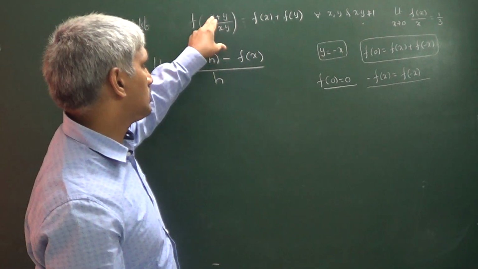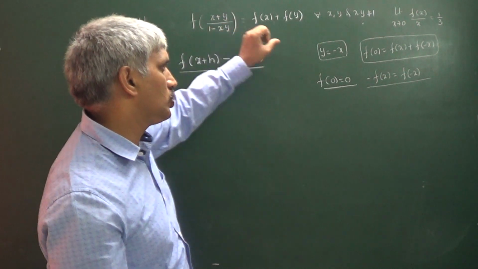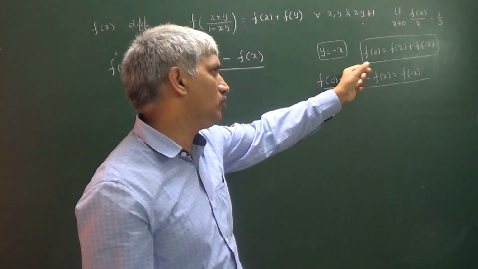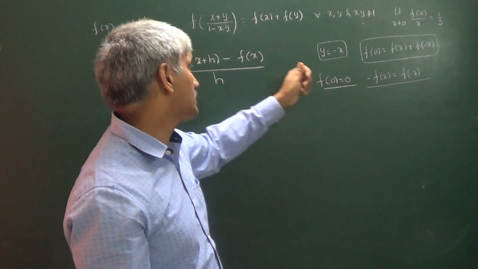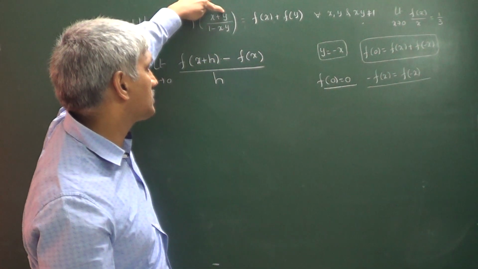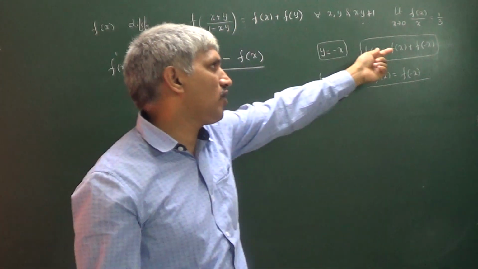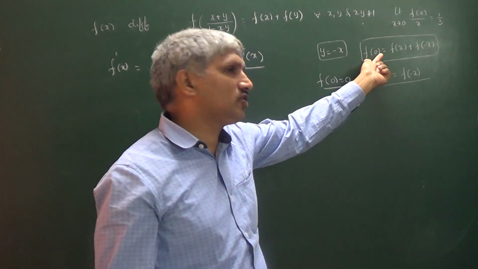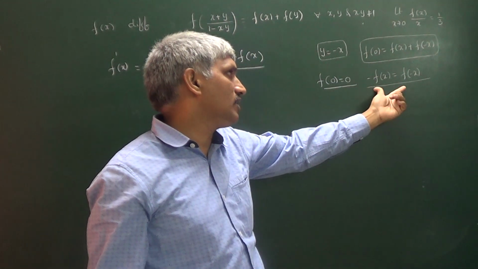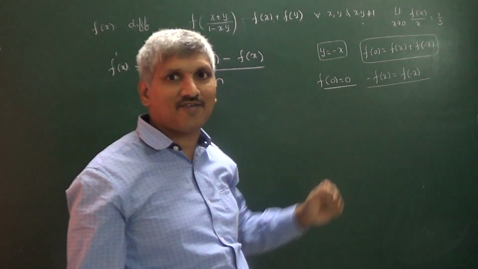Right? So x is equal to 0, y is equal to 0, then we got f of 0 value as 0. Next I substituted y is equal to minus x, then we got f of x plus f of minus x is equal to f of 0. So that means f of minus x is minus f of x.